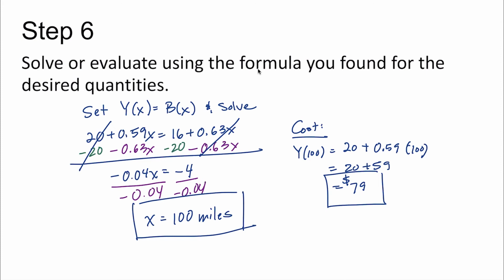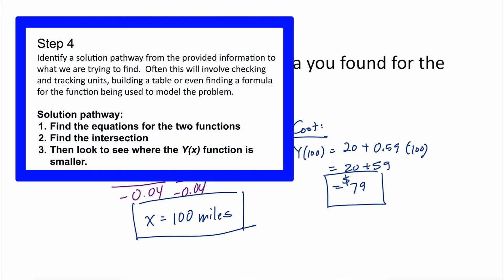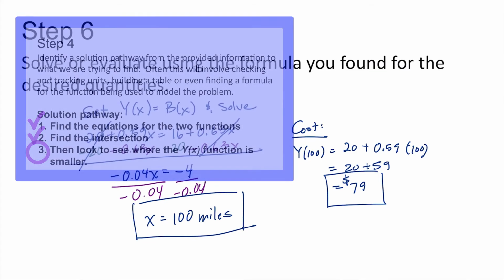It's important to look back at the solution pathway to see that we're not actually done. We found the equations, we found the intersection point, but now we need to determine when the y of x function is smaller than the b of x function. Let's go over to Desmos and look at the graphs of these functions.